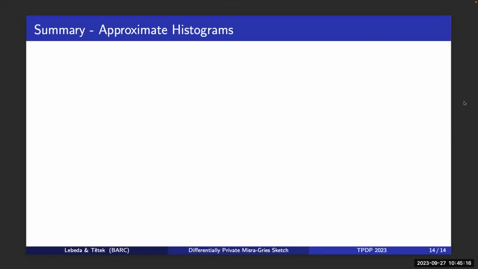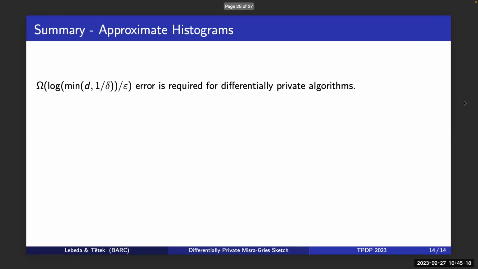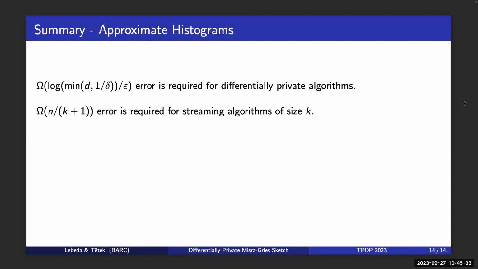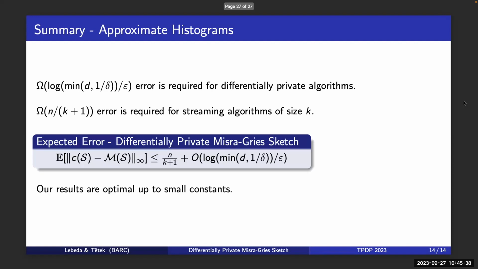So to summarize, what have we shown here? We have a lower bound for how much error is required for worst case input if we have to achieve differential privacy. We have another lower bound saying how much error we have to incur in this streaming setting when we have a sketch of size k, and our error basically matches the sum of these two terms. So that means our error in the end is optimal up to some small constants.